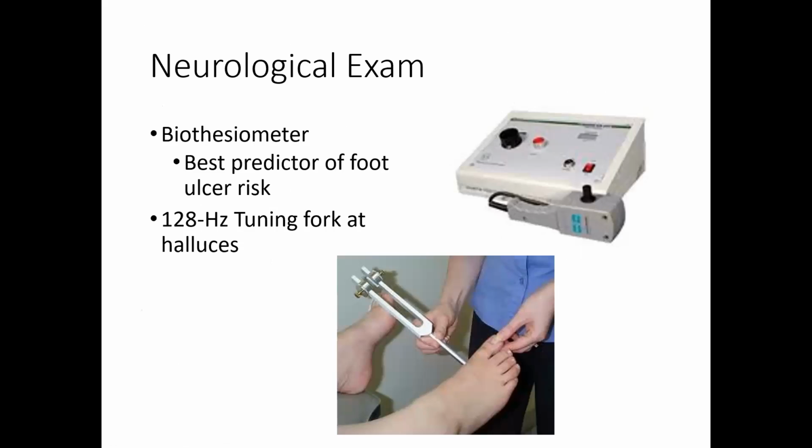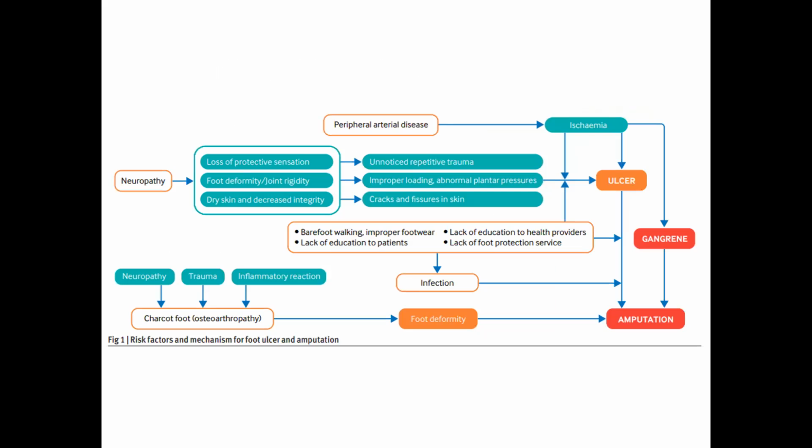Then neurological exam. This can be performed with the tuning fork in our healthcare setup easily because the biothesiometer is quite expensive. However, it is the best predictor of foot ulcer risk to assess the vibration sense. Okay, so these are the various methods. And this is a flow chart which tells you the mechanism for foot ulcer formation.